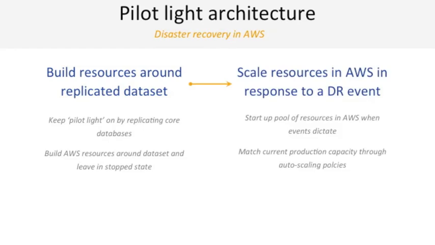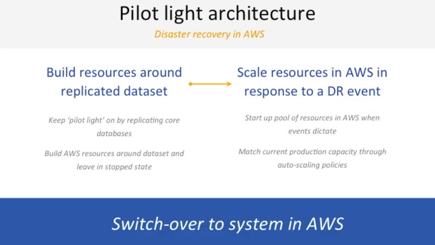You can turn that pilot light on as events dictate, and you can match the current production capacity in the cloud using things like auto-scaling, so effectively move your traffic onto the second virtual data center. So switch over to systems in AWS. And it's a common way for people to take a stepping stone into the cloud in a non-production use case.